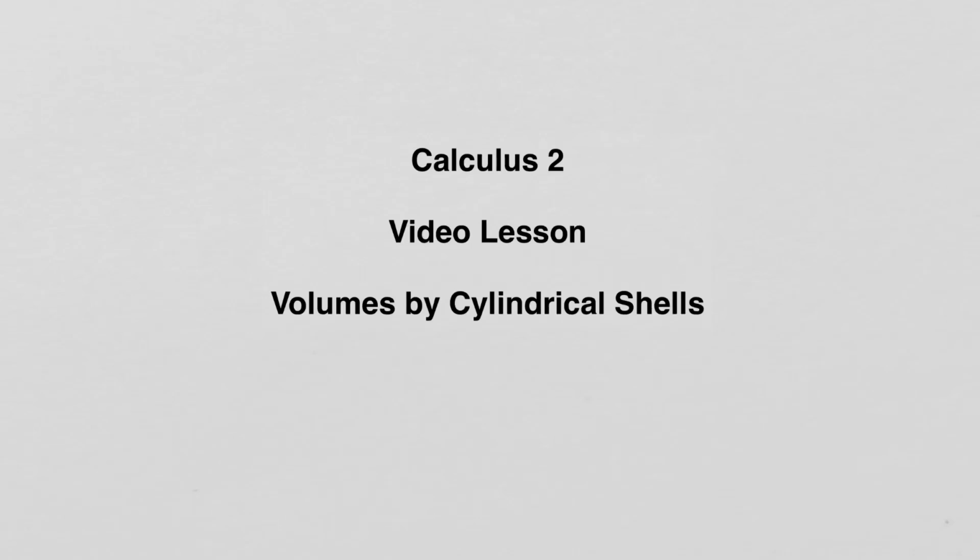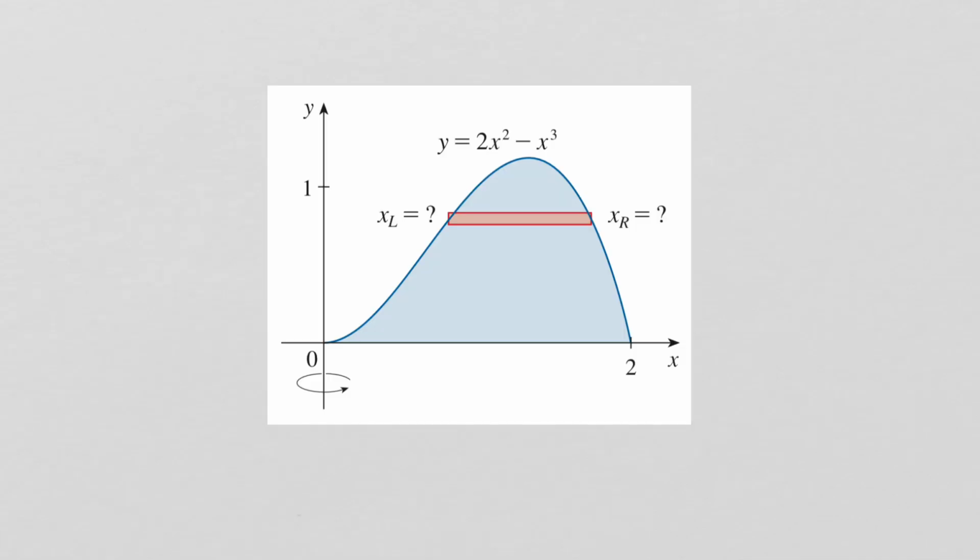Volumes by cylindrical shells. Suppose we have the function y equals 2x squared minus x cubed on the interval from x equals 0 to x equals 2 and bounded below by the x-axis. So we have this area here. Now if we rotate that region about the y-axis, we will get a three-dimensional shape.